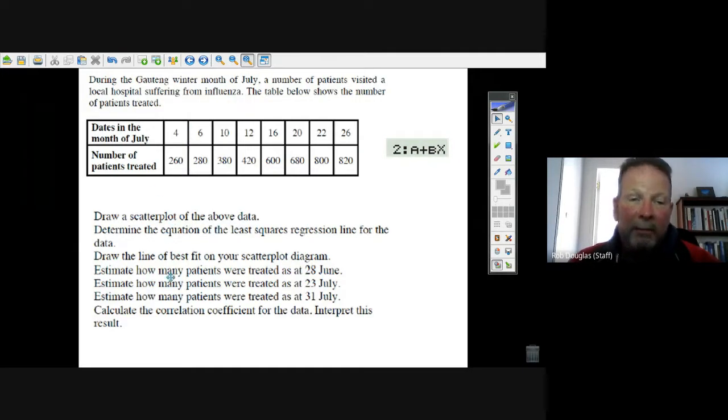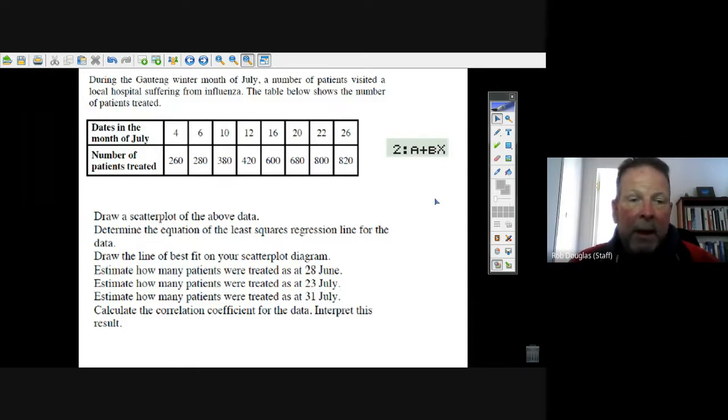Well, there's lots of things. We put all this data in here. The dates in the month of July, 4, 6, 10, 12, during the winter month of July, and the number of patients that visited a local hospital suffering from flu. The table below shows the number of patients treated. So these are your X values, you put them in. These are your Y values, you put them in.